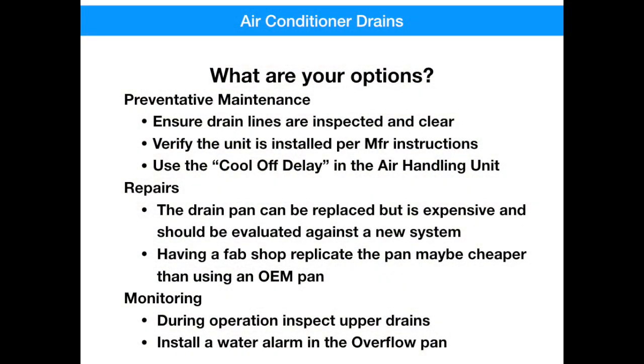So what are your options? From a preventative maintenance point of view, you should make sure that your drain lines are inspected and flushed. Ask your AC technician to verify the evaporator is installed as recommended by the manufacturer. These units hang from the roof rafters and sometimes shift, especially if somebody crawls over them. If the water can't drain properly, it'll always puddle in the drain pan.